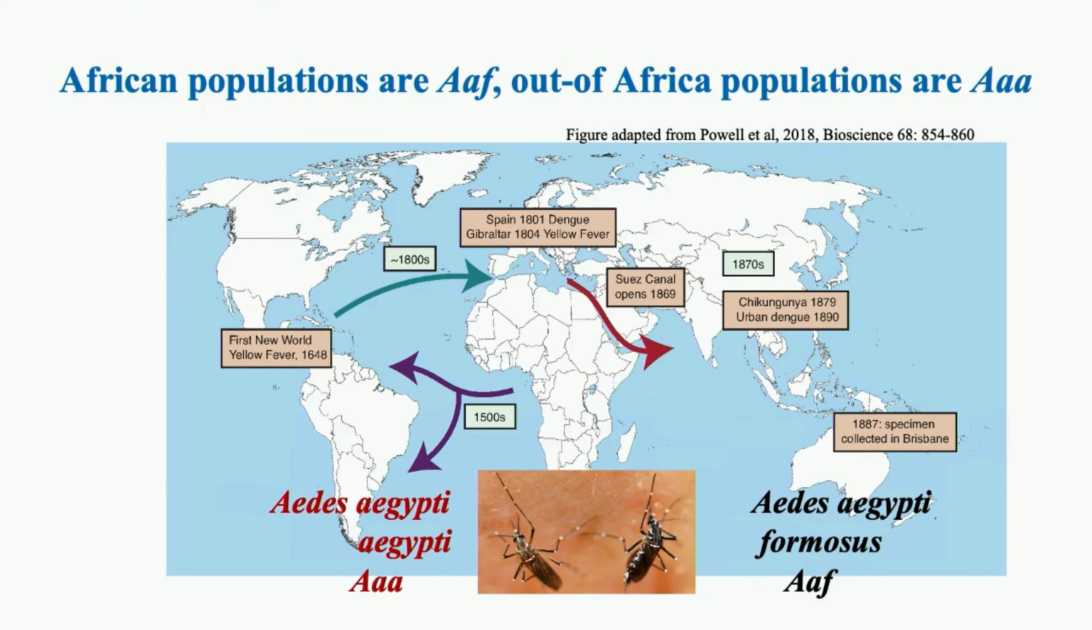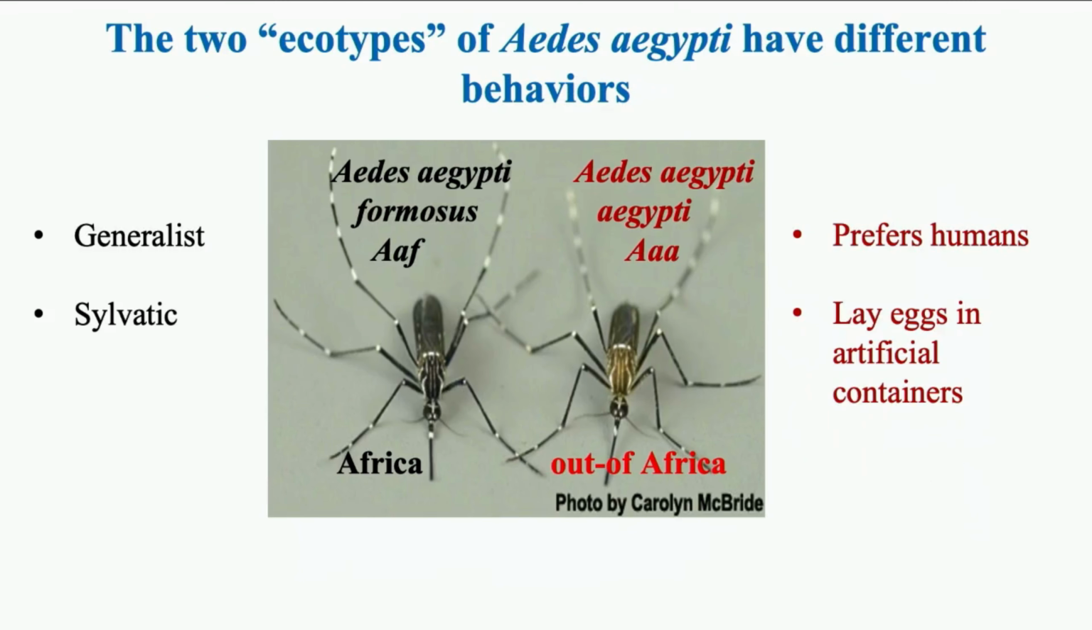Not only that, mosquitoes that are in Africa and out of Africa are morphologically different. In Africa we have mosquitoes which are darker in abdomen, and they're called Aedes aegypti formosus or AAF. And out of Africa we have Aedes aegypti, which are lighter in color. But more important than their morphology is their behavior.